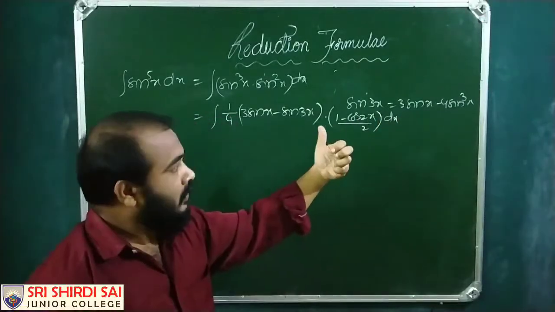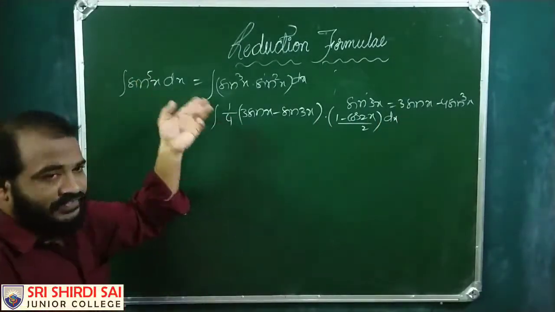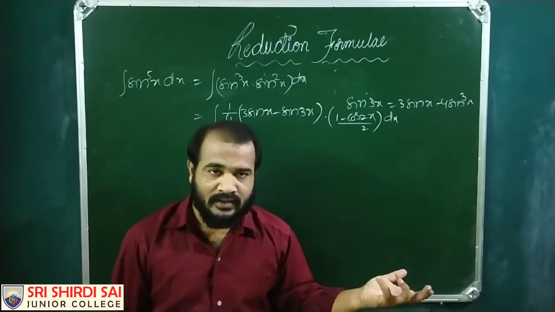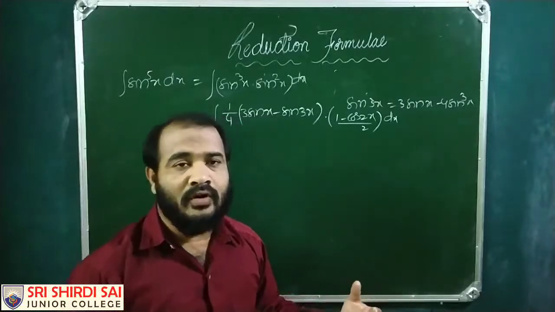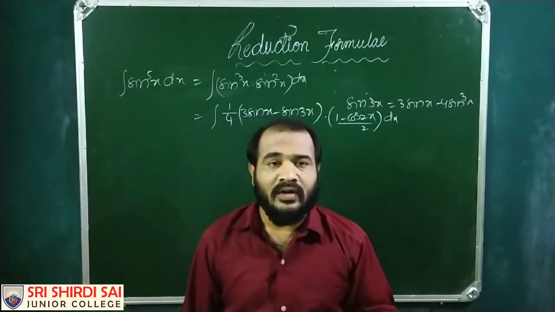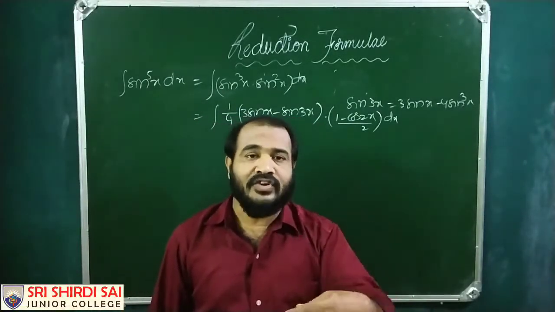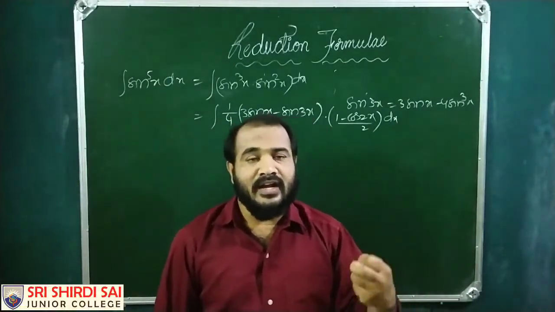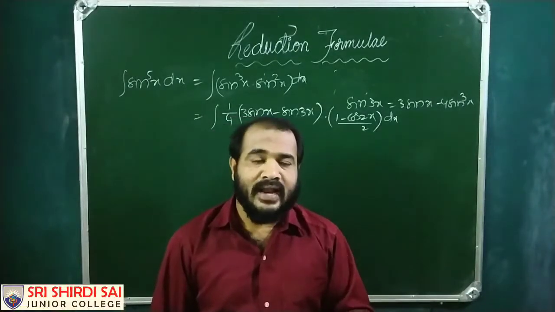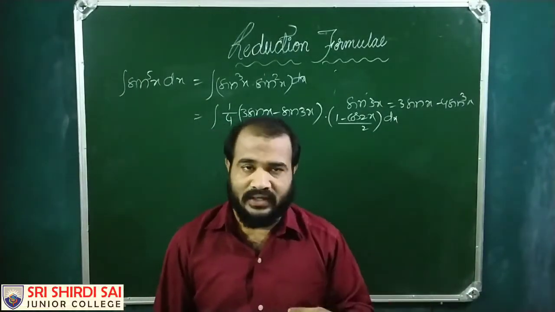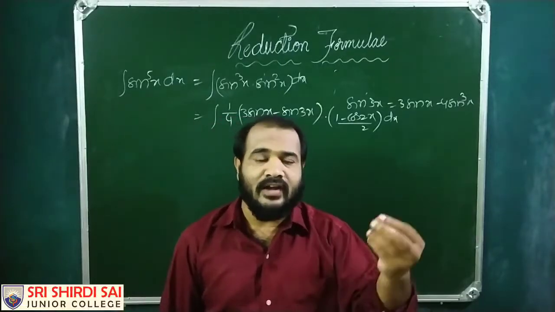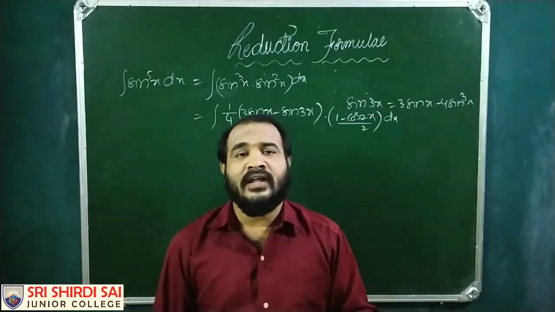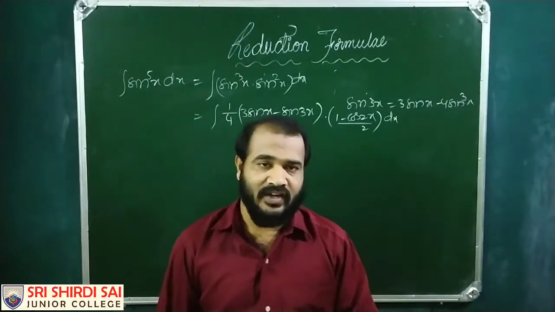From sine power 6x dx onwards, we don't have any multiple angles formula. Therefore, we have a necessity of having a formula. That formula is called a reduction formula. If we know that reduction formula, then whatever power is given to us, if we substitute the n value in that, we can evaluate that integral easily.